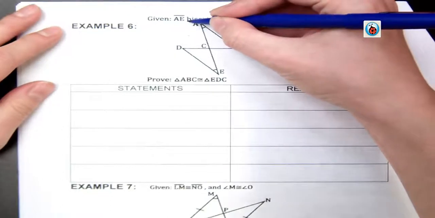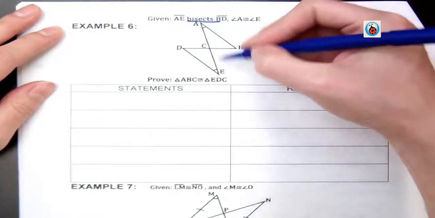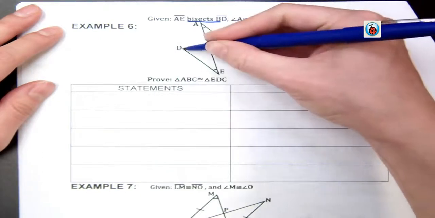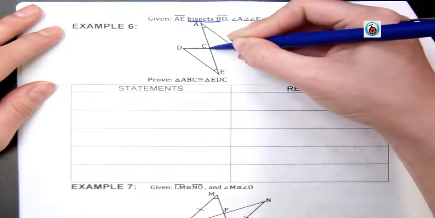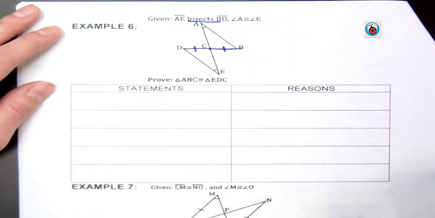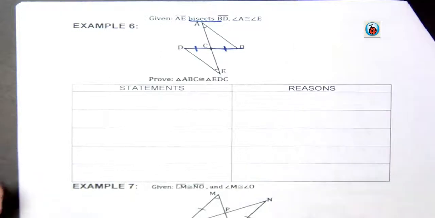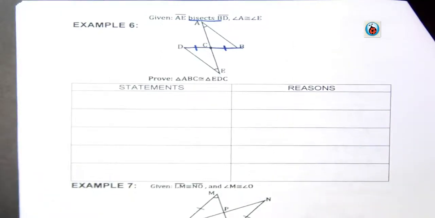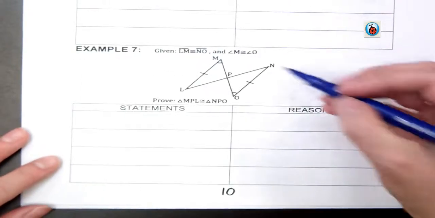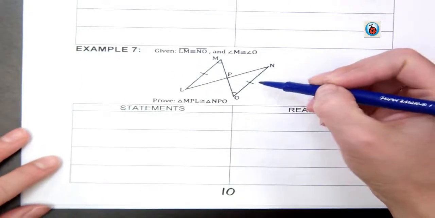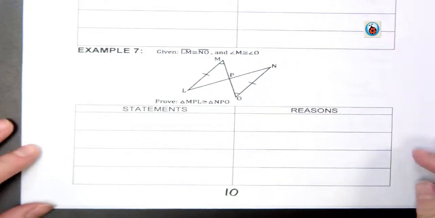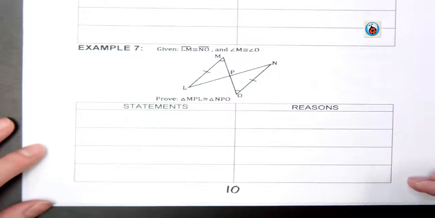So remember, when you have the word bisect, you need to mark which parts get bisected. So AE is bisecting DB. That means C is the very center, and these would be the parts you can mark equal. And then you'll need to look, do you have vertical angles or reflexive line? And example 7 gives us a side already marked for us, an angle already marked for us. You look for your reflexive side or vertical angle and see if you can fill out this proof.